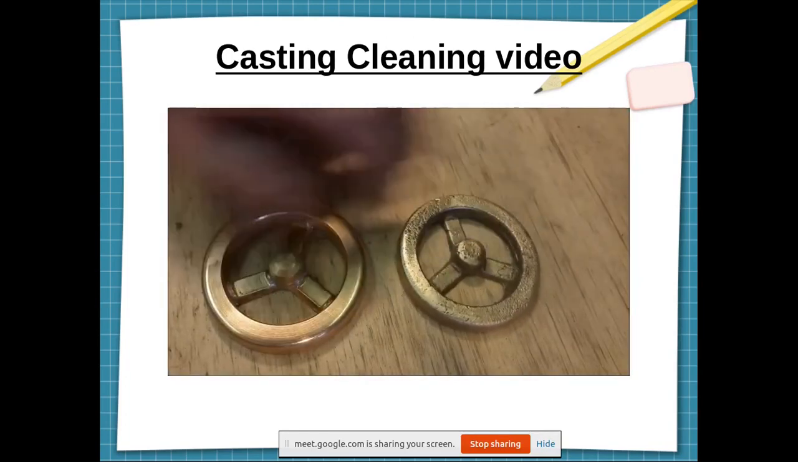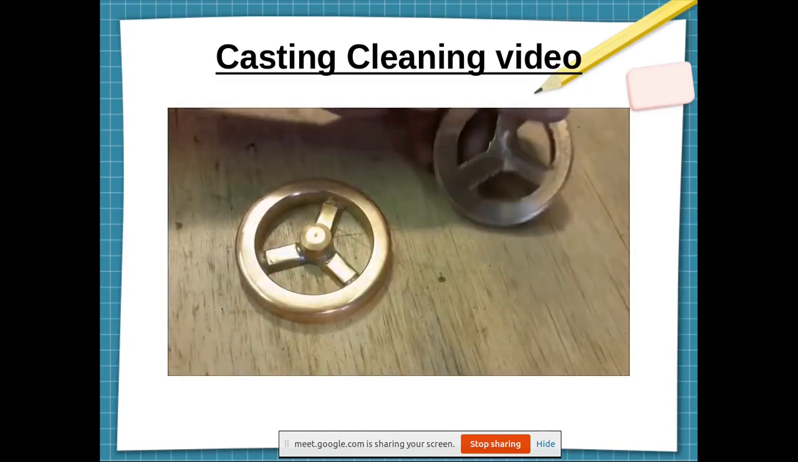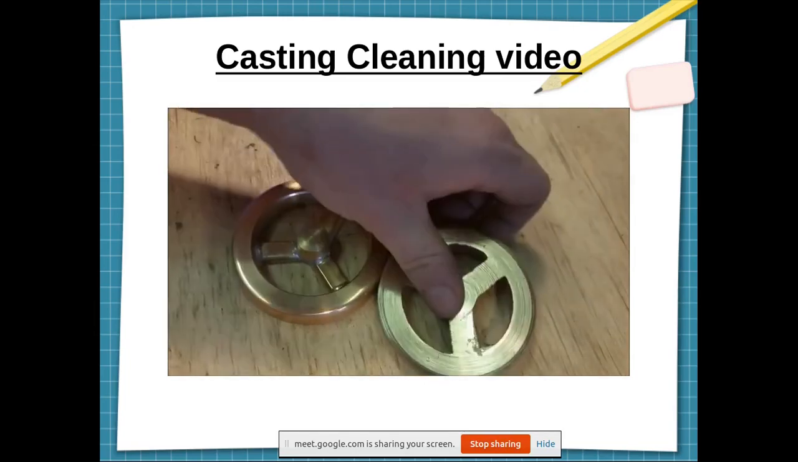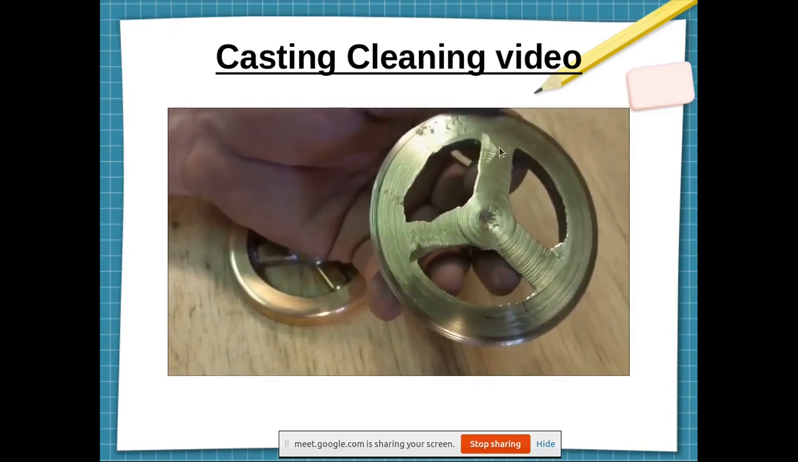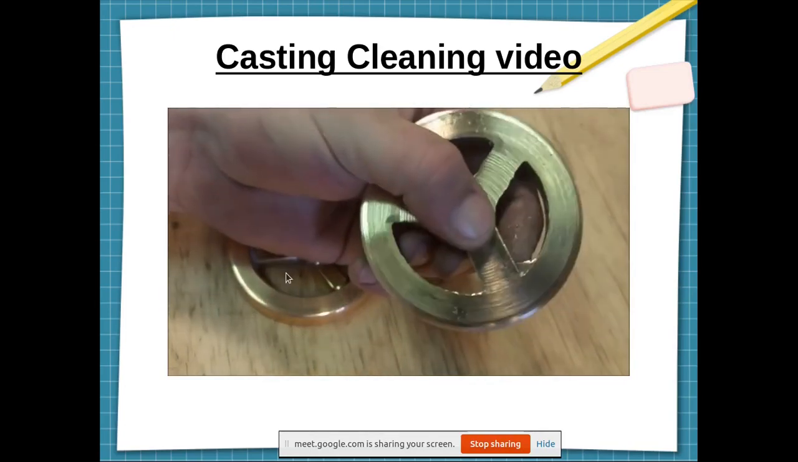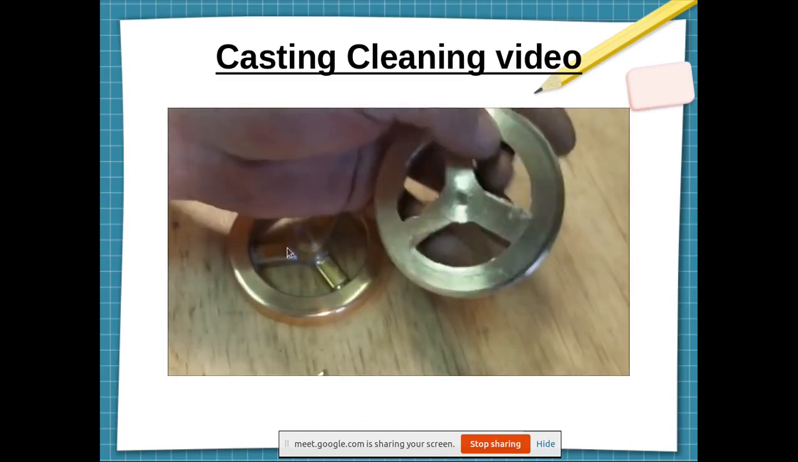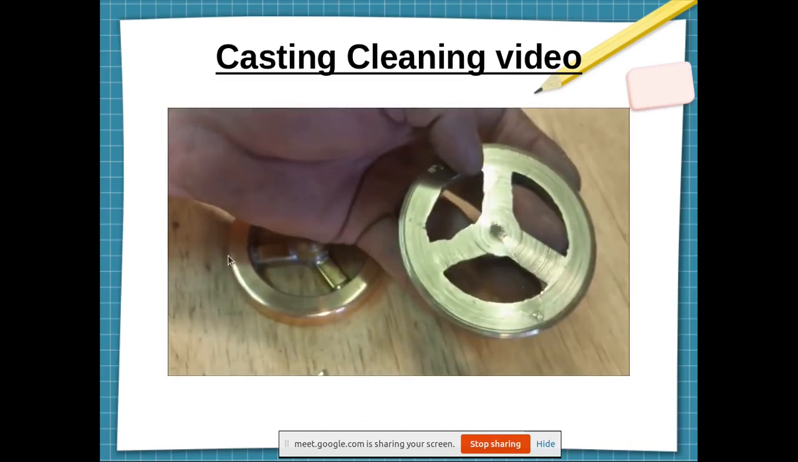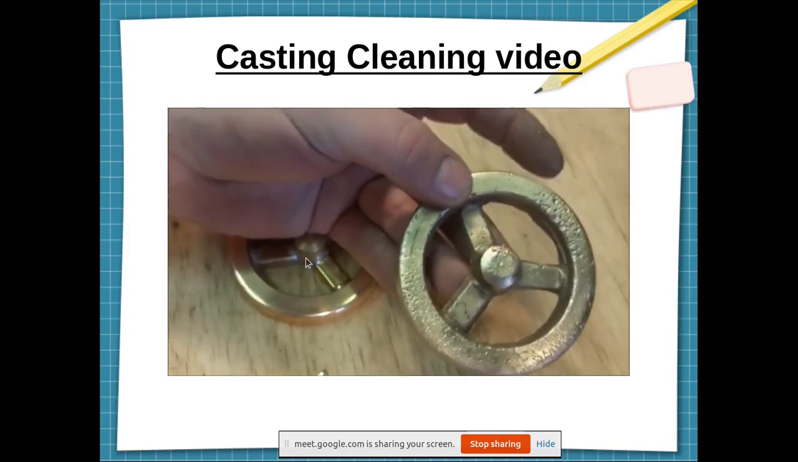All right, here's the pattern, and here's the casting cleaned up with the sprues cut off. The pattern is what he used to make the casting. This is what you put in the sand. This is your final product. This pattern can be reused over and over again if you're making multiple castings. Kwa hivyo utaweka this kwa mchanga mara mingi.